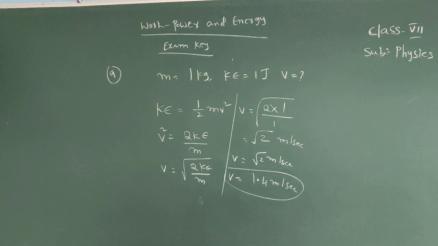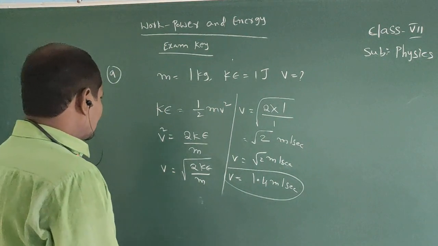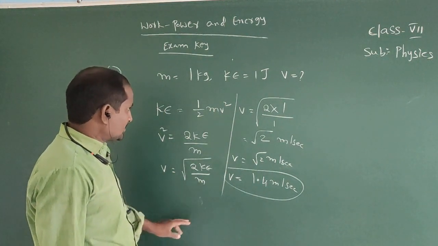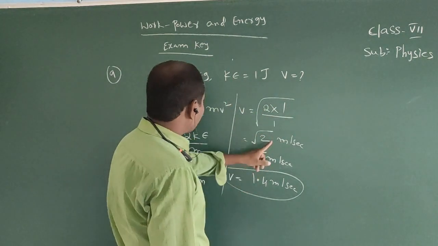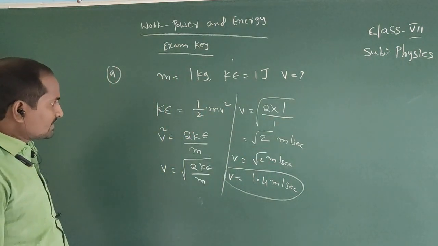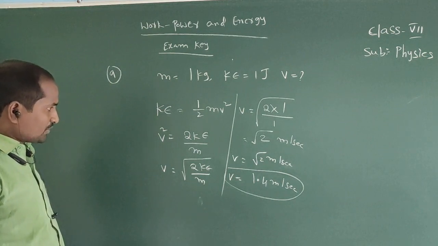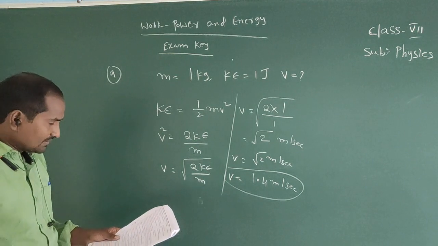Mass equal to 1 kg, kinetic energy equal to 1 joule, and then find the velocity. So here K equal to half into m V square. From this we can write V square equal to 2K by m. Therefore V equal to root of 2K by m. So V equal to root of 2 into 1 by 1, that equal to root 2 meter per second, that equal to 1.4 meter per second. It is the velocity.